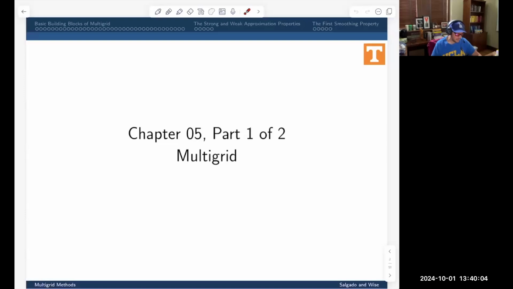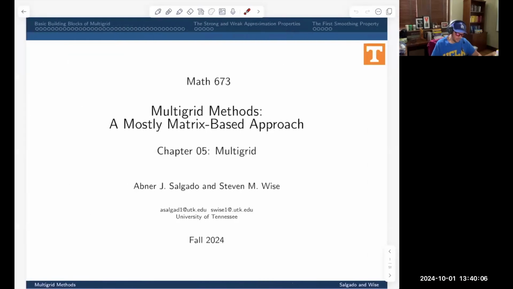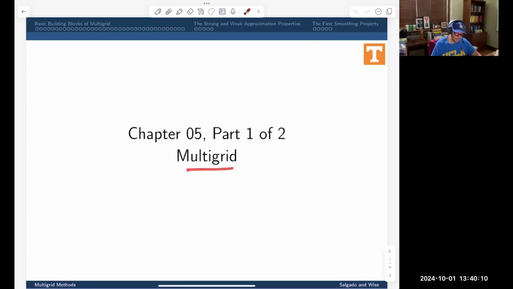Now, again, the reason why I call this a mostly matrix-based approach is because the approach that you'll see here in chapter 5, and part 1 of chapter 5 in particular, is that I'm not going to make any assumptions about where these problems are coming from, even though in the back of your mind you should always think, okay, Dr. Wise is obsessed with this problem: minus Laplacian u equals f in some weird domain.